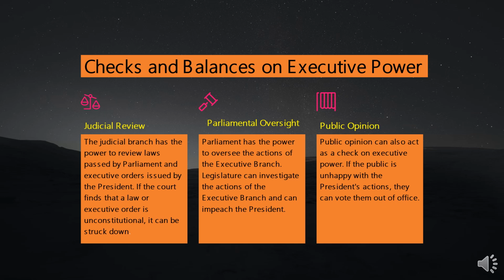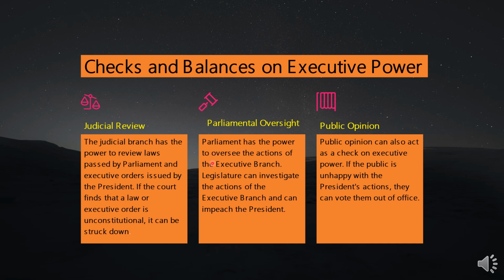Checks and balances on executive power. Judicial review, parliamentary oversight, public opinion. The judicial branch has the power to review laws passed by the Parliament and executive orders issued by the President. If the court finds that a law or executive order is unconstitutional, it can be struck down.